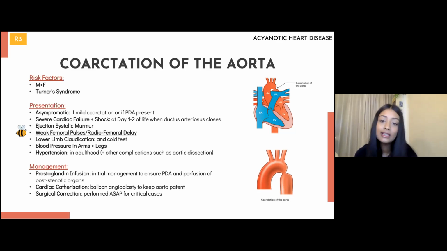But if it's very severe, the baby will present with really weak femoral pulses, radiofemoral delay, lower limb claudication, cold feet, and lower blood pressure in the legs in comparison to the arms. So if untreated and it persists into adulthood, it'll present with persistent hypertension, and that can lead to various complications, so aortic dissections, valvular heart disease, and quite a few others. So prostaglandins can be given to keep the ductus arteriosus open, and depending on the severity, a stent can be placed, or they will need surgical correction to fix the defect.